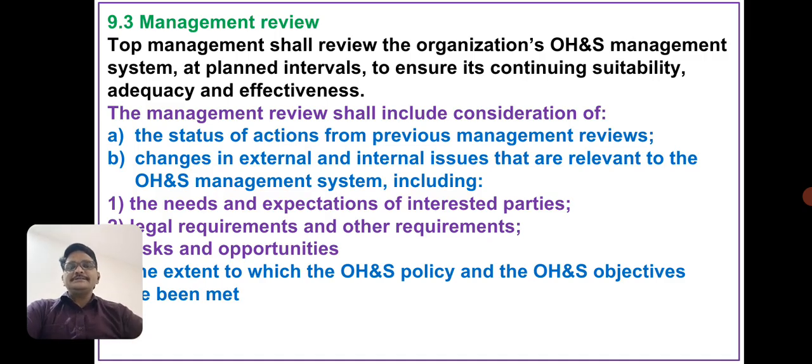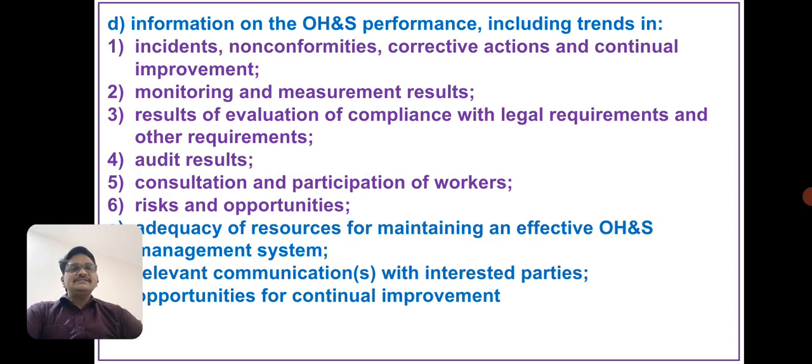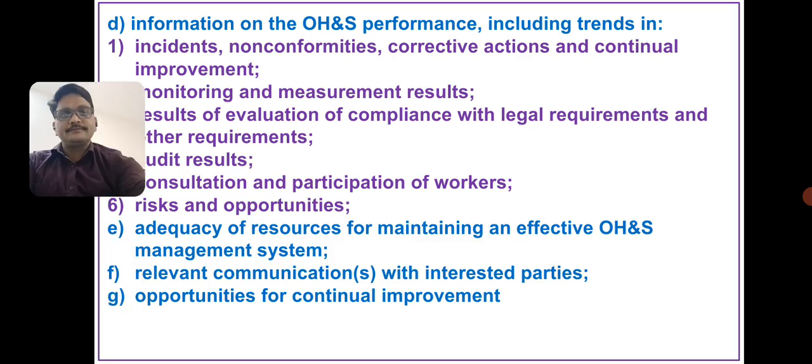OHS policy and objective have been met, and next is information on OHS management performance that includes incident, non-conformity, corrective action, continuous improvement, monitoring and measurement results, result of evaluation of compliances with legal requirement, other requirement, audit results, consultation and participation of worker, risk and opportunity. These are informations of OHS management system and their performance.